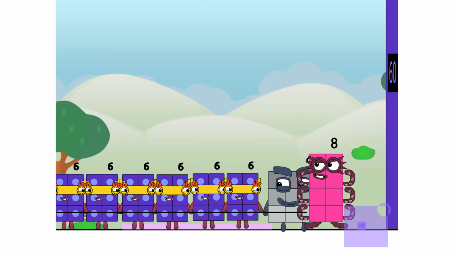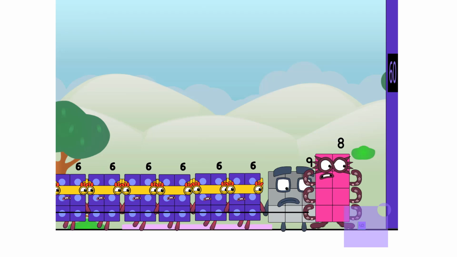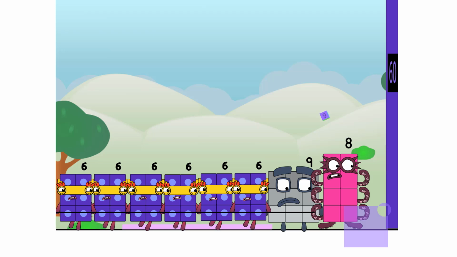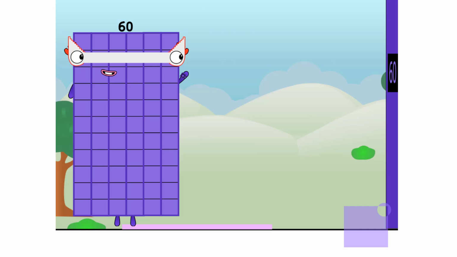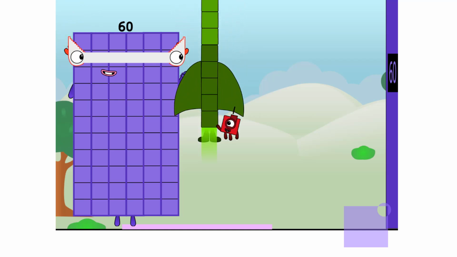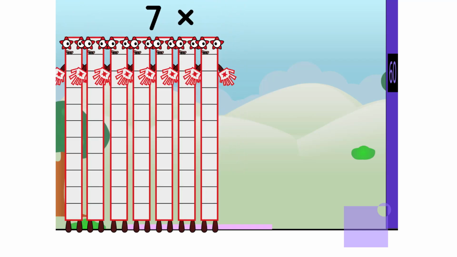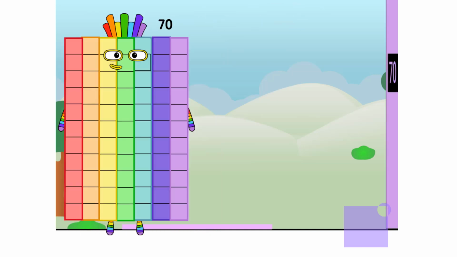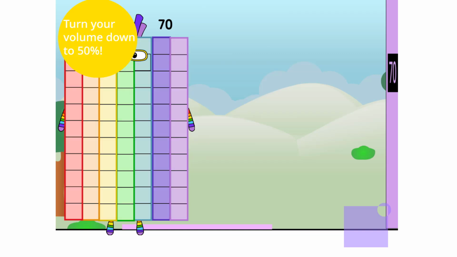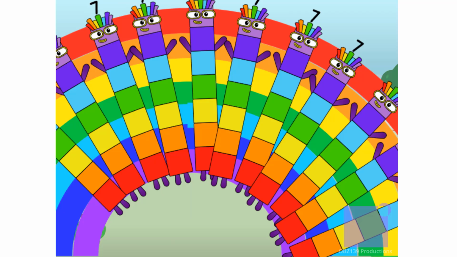Come on, 9. We can. Uh-oh. Whoa. Oh no. The special game dice. I'm sure you'll see that dice again. This calls for another 10. 7 times 10 equals 70. I am 70. You lucky numbers. As luck would have it. I'm 7 tens. So, I'm also 10 sevens. The rainbow connects on.